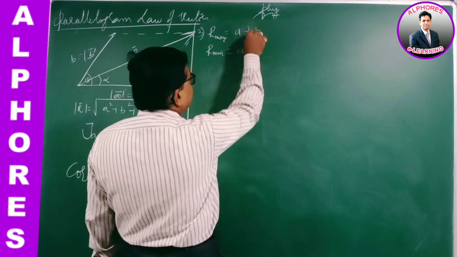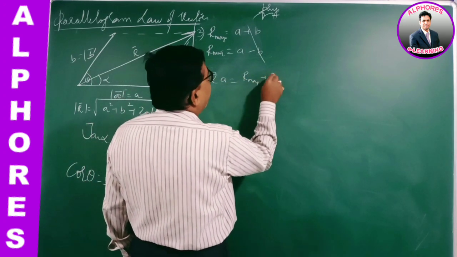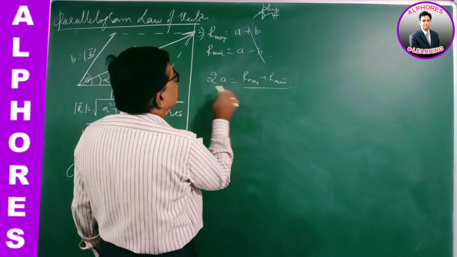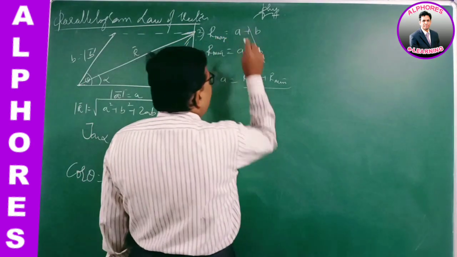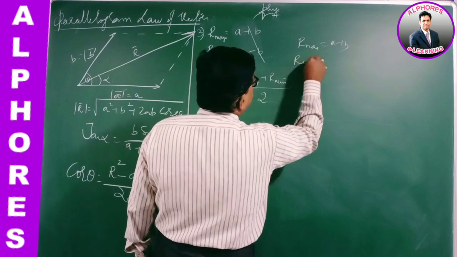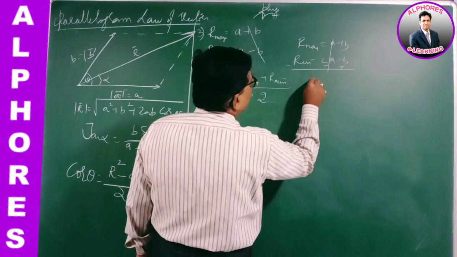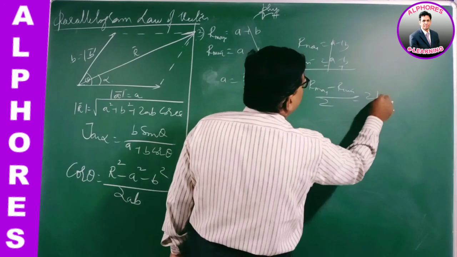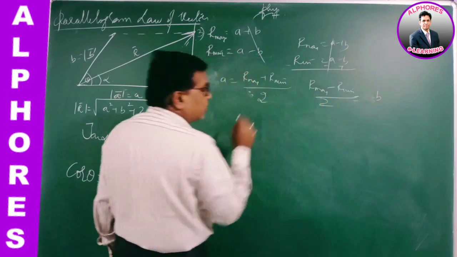Now add both. R max plus R min is 2A. So when I bring this 2 down, A is (R max plus R min) by 2. Similarly, R max is A plus B, R min is A minus B, then subtract. So R max minus R min is 2B, right? I bring that 2 down, so B is (R max minus R min) by 2.